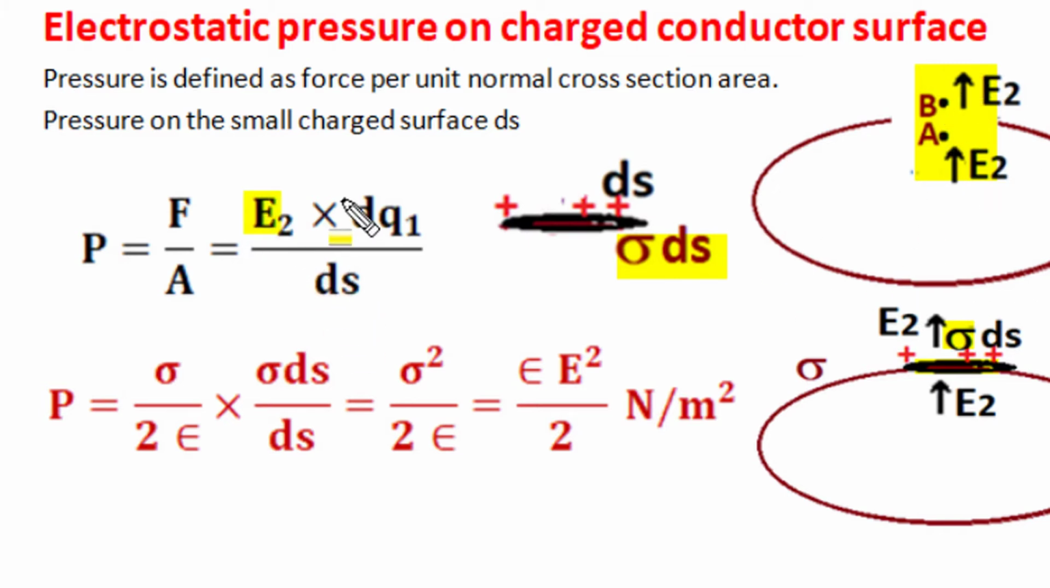So E2 electric field produces force F on the small sigma ds charge, and force per unit area is the electrostatic pressure exerted on this charge surface, and the area of this small charge surface is ds. So sigma ds charge in sigma upon 2 epsilon electric field will have this electric field multiplied by the charge amount of force, and it has ds area. So force per unit area is electrostatic pressure, and the electrostatic pressure on a charge surface having surface charge density sigma is sigma square upon 2 epsilon. That means if we increase the surface charge density of any position to 2 times, then the electrostatic pressure exerted by that charge surface will become 4 times.